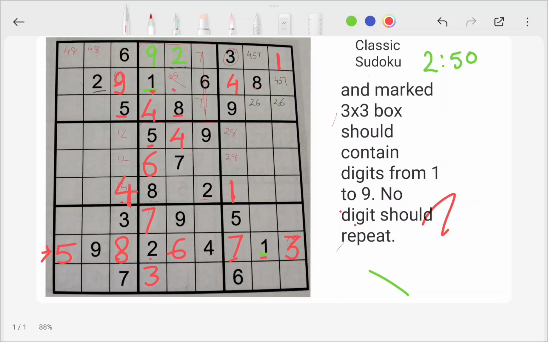Not anything. Nine, 8. The last box, 4 numbers are left. 9, 8, 2 and 4. This is 2. All right. Oh, still we are not getting anything.